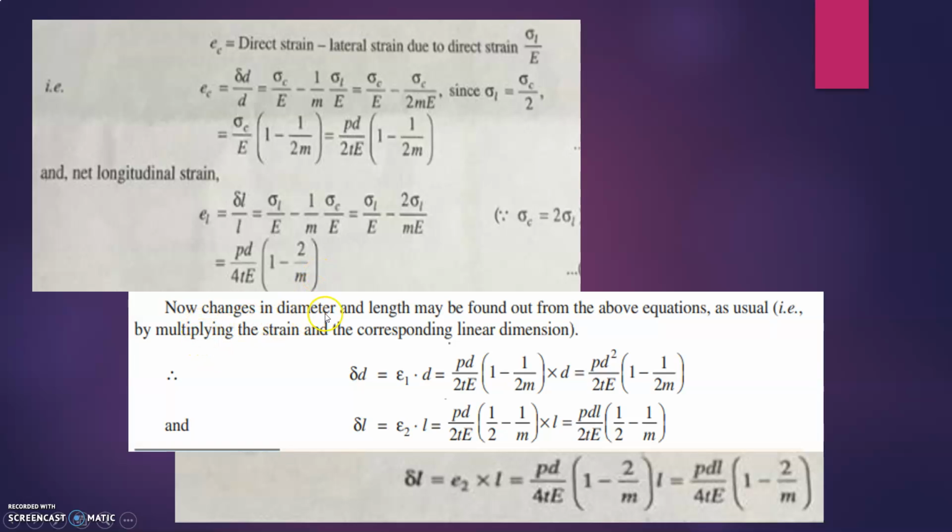Now changes in the diameter and length may be found out from the above equations. As usual, by multiplying the strain by the corresponding linear dimension, you can write in terms of delta D also, then this is the formula. If it is in terms of delta L, this is the formula, or you can write this also. Delta L is equal to PDL divided by 4tE into 1 minus 2 divided by m.